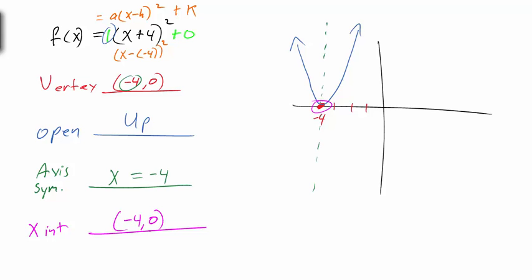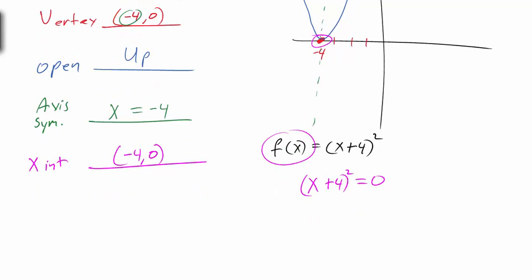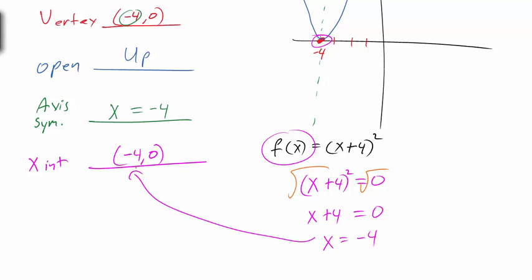Now, how would we do that algebraically? Well, we could take the original function. So if I take the original function, we have f of x equals x plus 4 squared. If we want to find the x-intercepts more algebraically, then all we're going to do is set the function, this is our y value, equal to 0. So we would have x plus 4 quantity squared equals 0. And then we would need to take the square root of both sides. So we would get x plus 4 equals 0. Subtract 4, so we get x equals a negative 4. And we end up with our x-intercept.